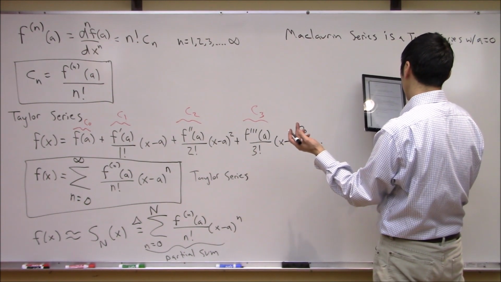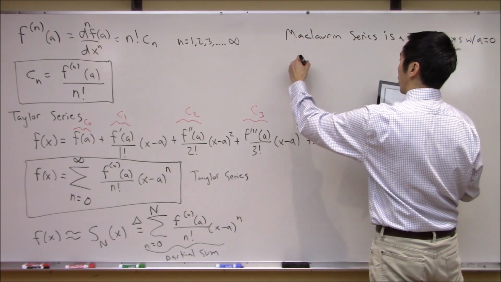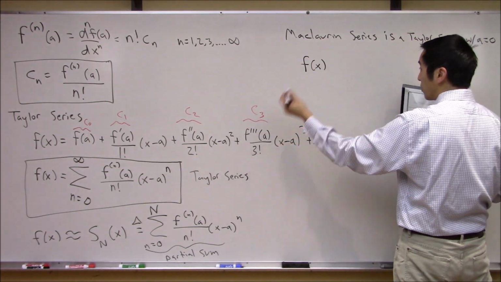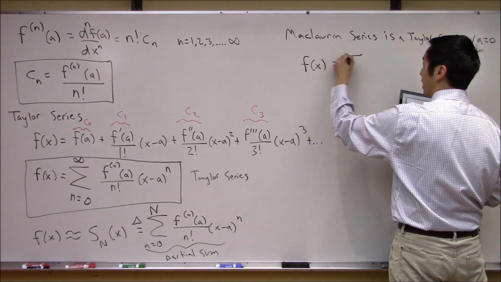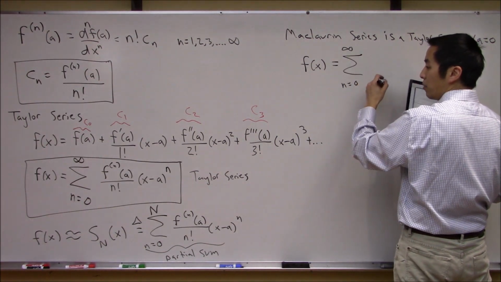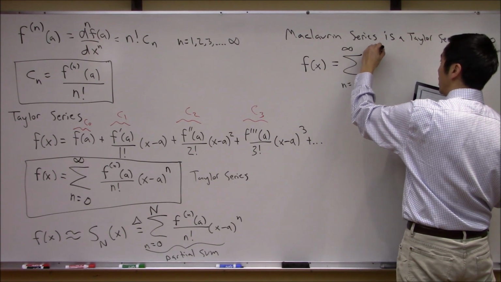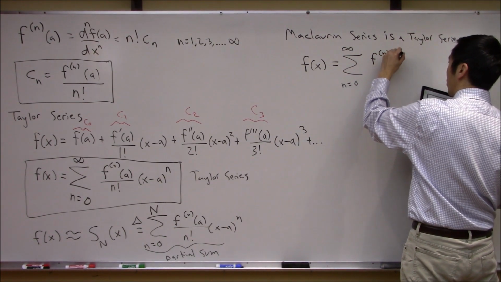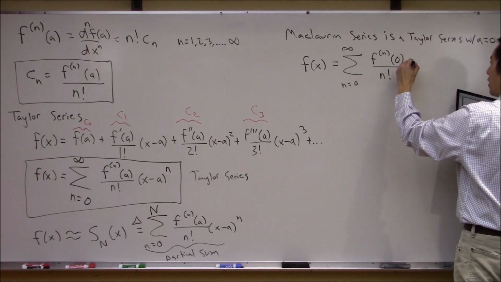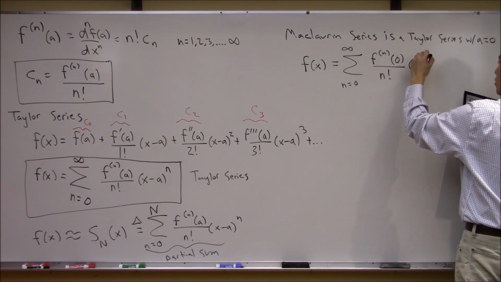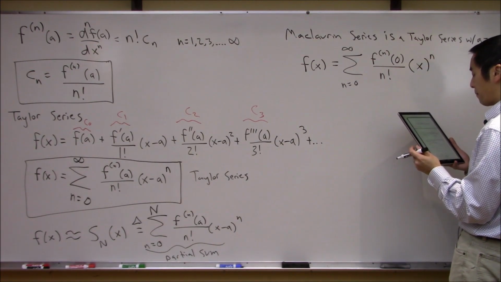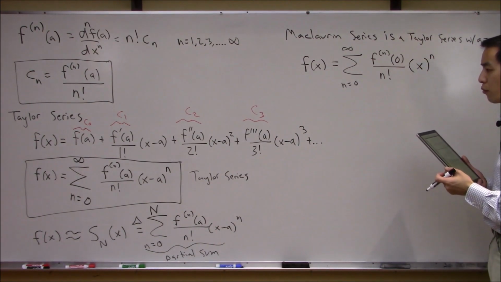It's really, really simple. So we could just write it out here. f of x, if you want to write f of x using, instead of a Taylor series, a Maclaurin series, it's the exact same thing where I'm going to sum from n equals 0 to infinity, but everywhere you see an a, just put in 0. So here are your coefficients for the power series, and then it's just x to the n. Okay.